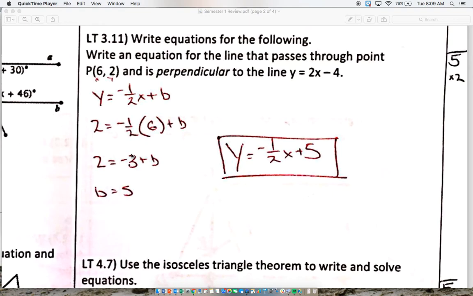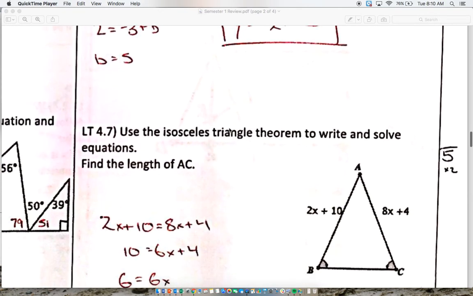Half of 6 is 3, so this would be negative 3. I add 3 to both sides and I get b equals 5. That's the y-intercept of the line that is perpendicular to this one, that goes through this point. And so I finish it off and say y equals negative 1/2 x plus 5.